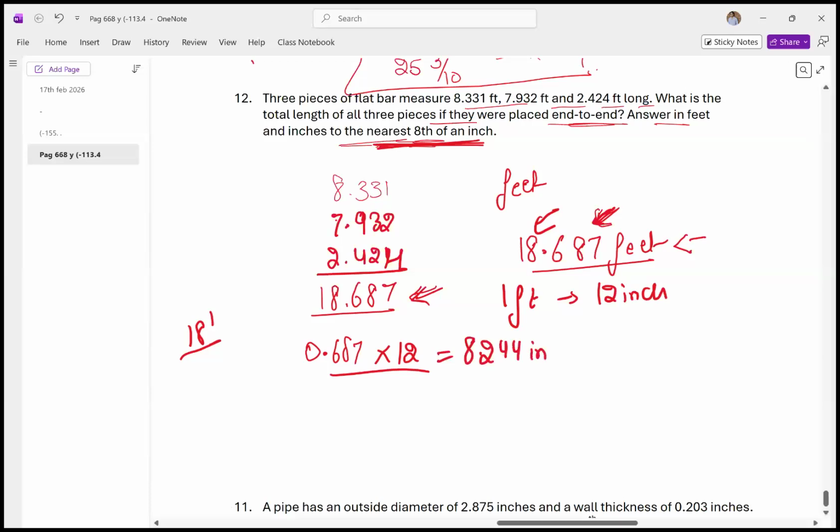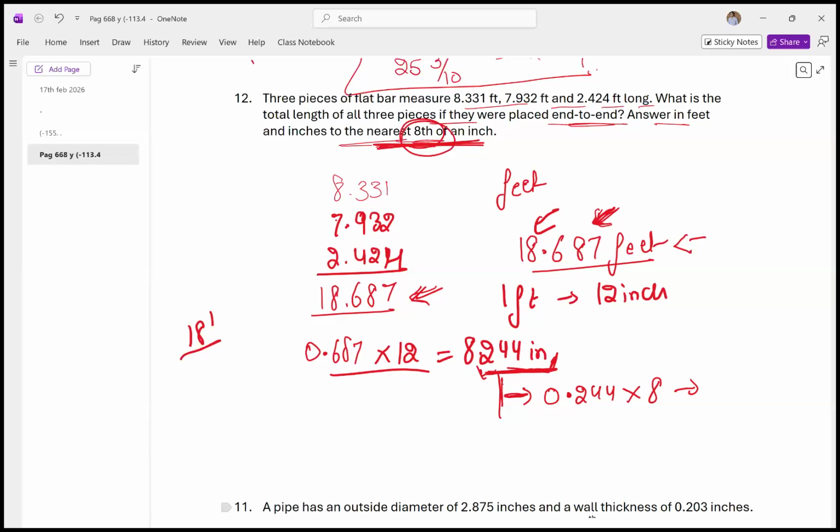8.244 inches. Now it also says convert the inches to the nearest eighth of an inch. So what I'm going to do is take the value after the decimal place, that is 0.244. I'll multiply it by 8. And once I multiply it by 8, I'm going to get approximately 2. Let me do it.